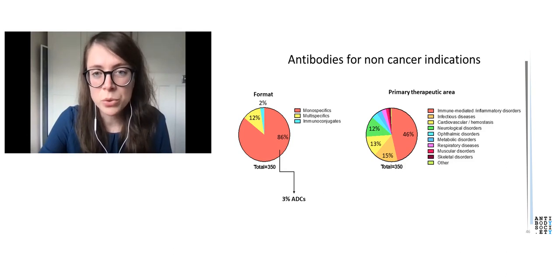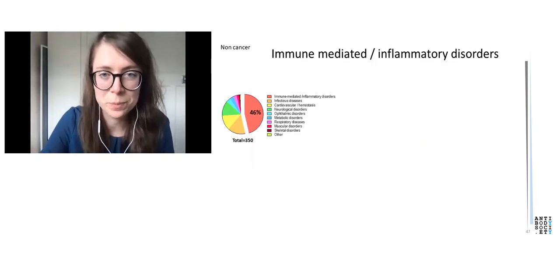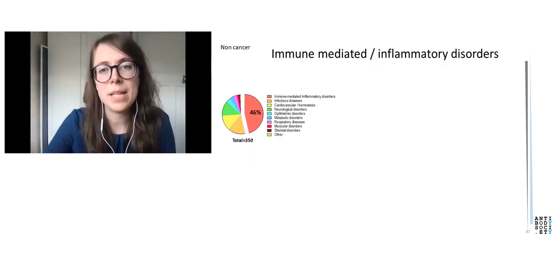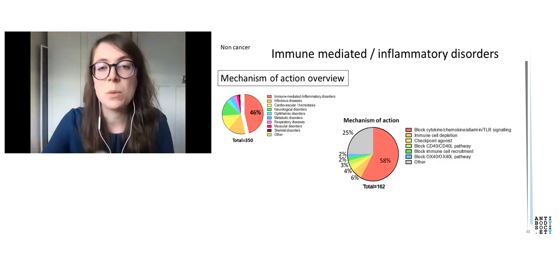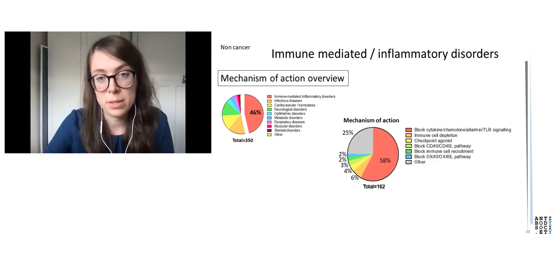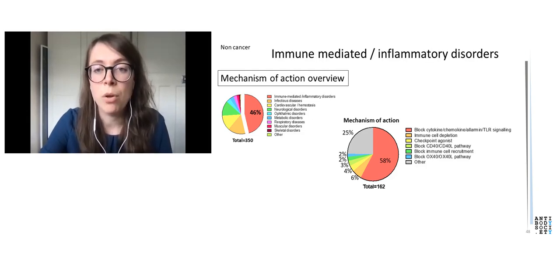And what I'm going to do now is give you some details about the first 2 groups and some of the other groups. Immune-mediated and inflammatory disorders. These account for 46% of the antibodies for non-cancer indication. And we have stratified them by mechanism of action. Most of these antibodies, 58%, act via blocking cytokine or chemokine or alarmin or TLR signaling.